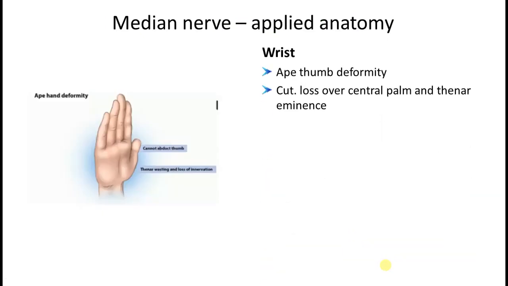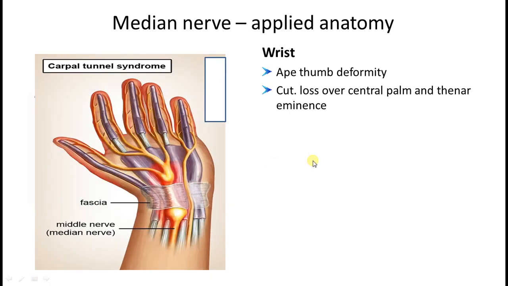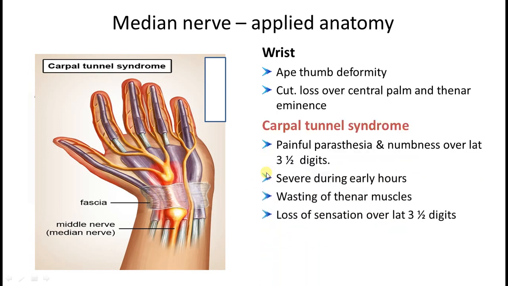Then in the wrist, if it is affected, it might lead to ape thumb deformity, and the palmar cutaneous branch, if involved, will lead to loss of sensation over the central palmar and thenar eminence. So carpal tunnel syndrome, this also we have discussed well and enough. So painful paresthesia and numbness over the lateral 3.5 digits, severe during early hours.